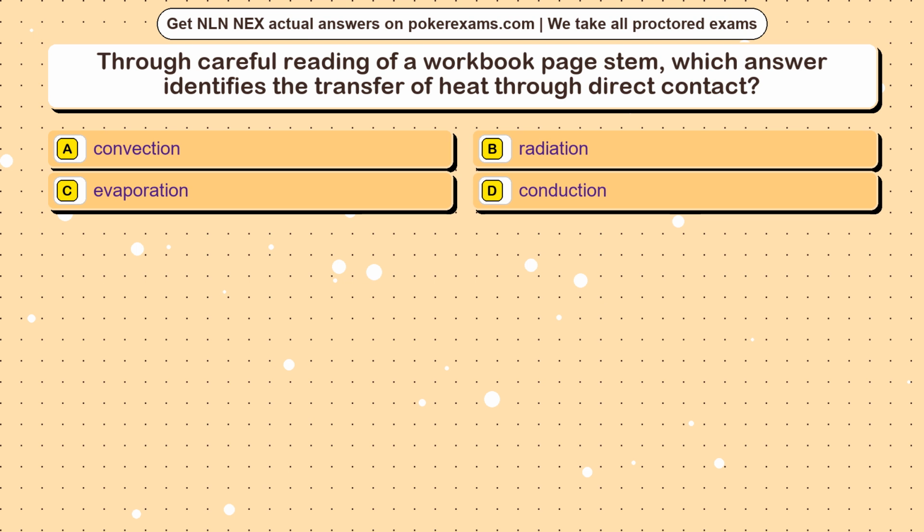Question 25. Through careful reading of a workbook page STEM, which answer identifies the transfer of heat through direct contact? Option A, convection. Option B, radiation. Option C, evaporation. Option D, conduction.